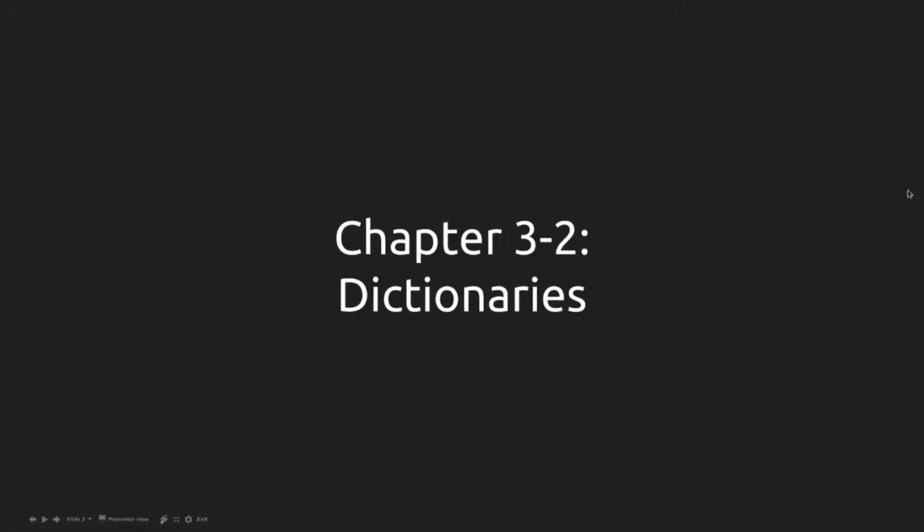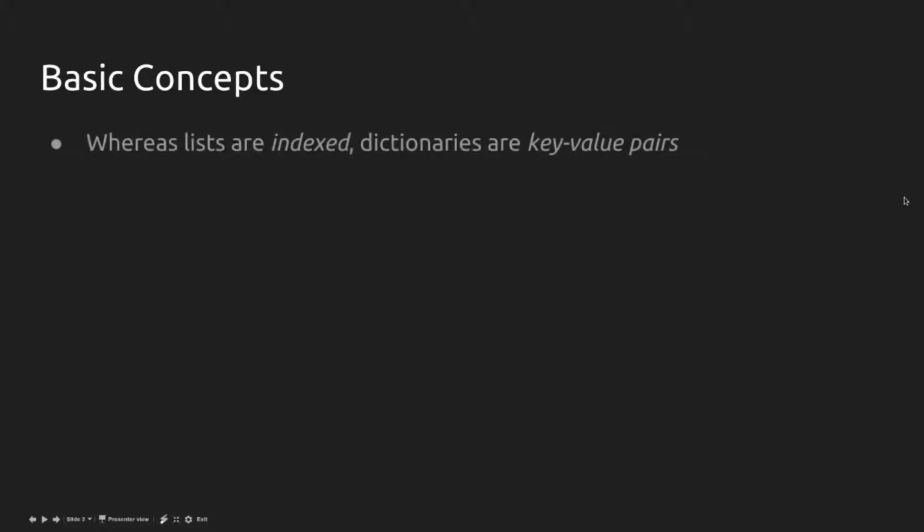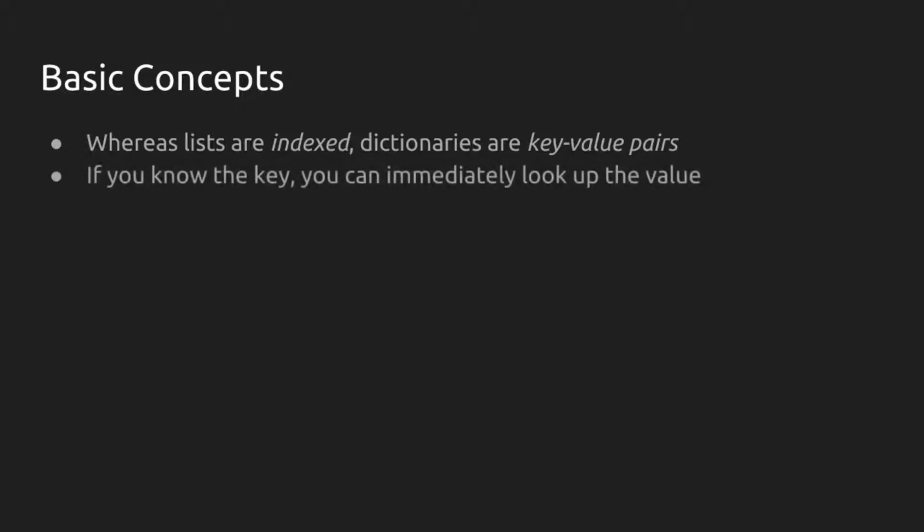This is Chapter 3, Section 2, Dictionaries. Alright, so let's think about a new kind of data type. It's even different than lists. Lists are indexed, but dictionaries are key value pairs, which we're going to explain in some depth. But the basic idea is that if you know the key that you want, you can immediately look up the value in this key value pair.